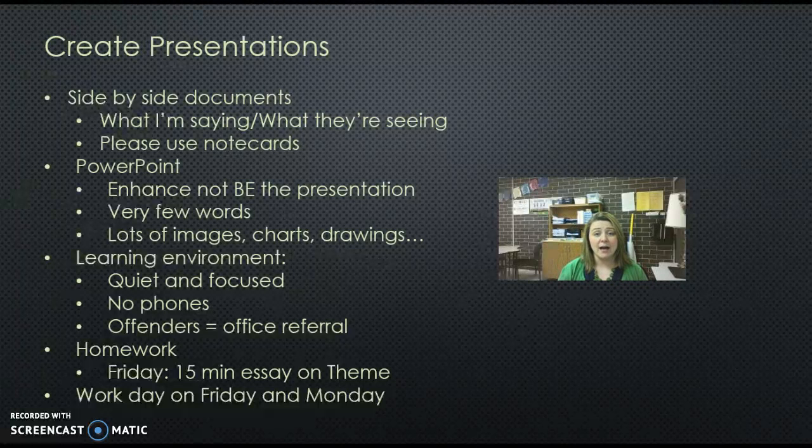That being said, just as a reminder, a few things. Here's what I would do. The first point on your screen there shows side-by-side documents. We talked about this last week, right? If it was me, I would have one document, like a Word document, where I'm typing what is coming out of my mouth. This is what I'm saying. On the other side, I would have my PowerPoint, my second document, and this is what the audience is seeing. Remember, those two things should not be the same. Your PowerPoint needs to enhance your presentation, not be your presentation.